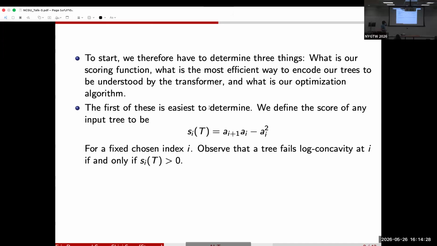So step one, the first is the scoring function. We define the score of any input tree to be the following. S_i is equal to a_{i+1} times a_{i-1} minus a_i squared, for a fixed chosen index i.